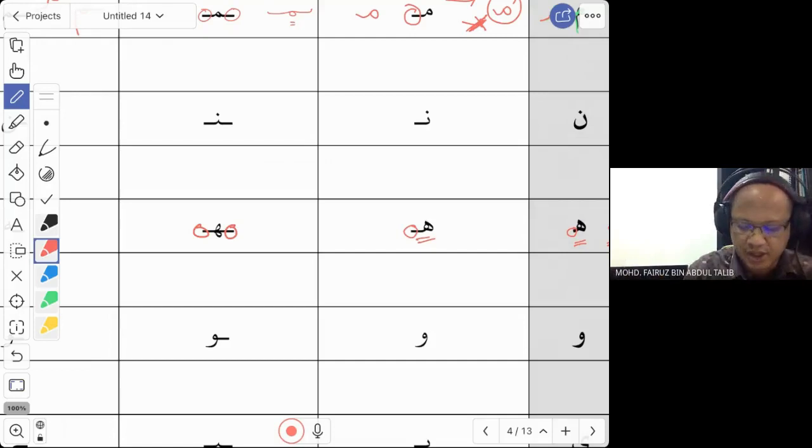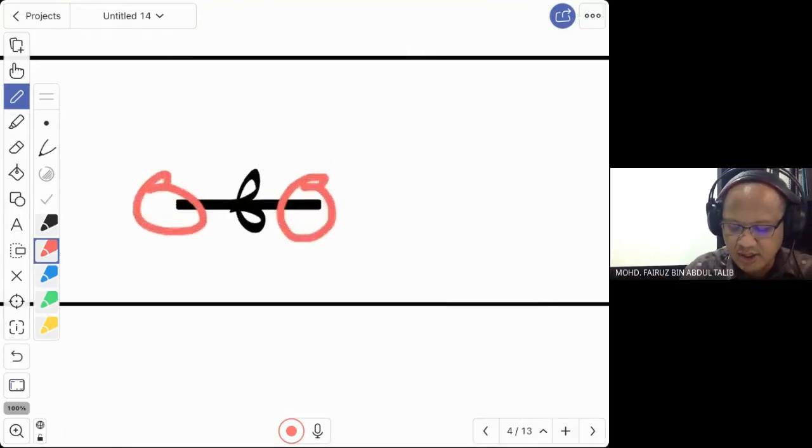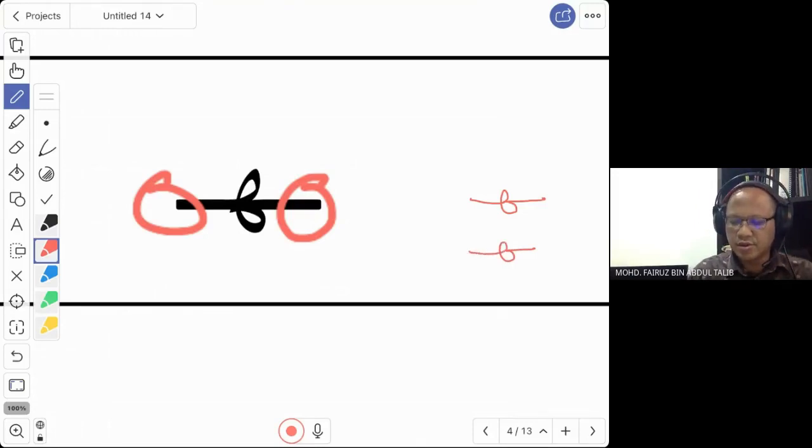Okay, how do we draw this? So this is from the previous letter. You go down, make a circle. You go up, make another circle, and that's it. Again, I repeat, from here, you go down, you go up, and then that's it.